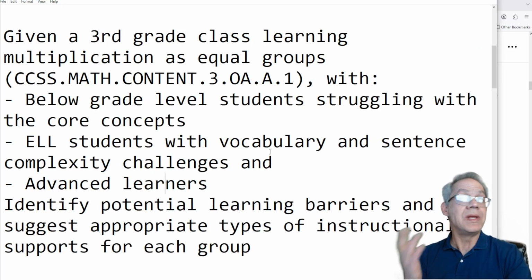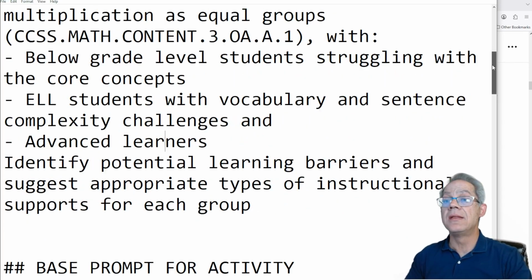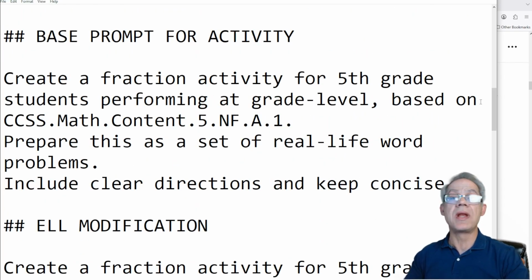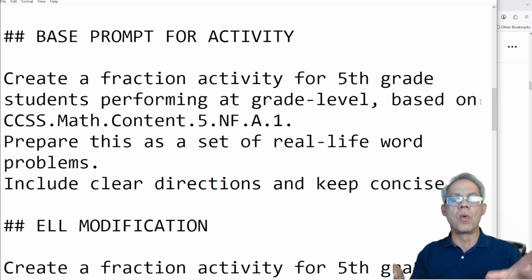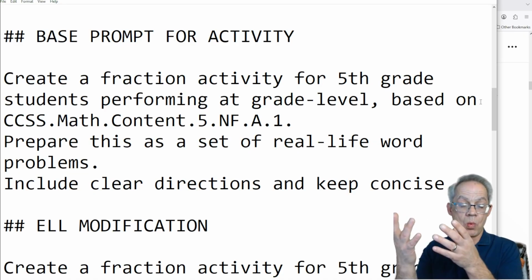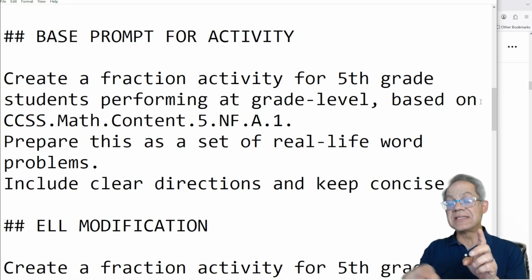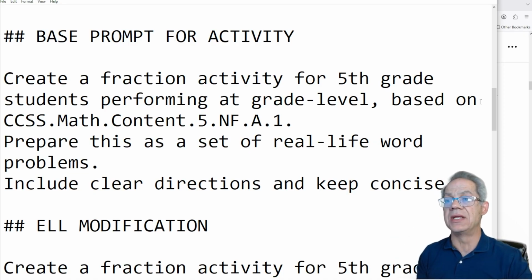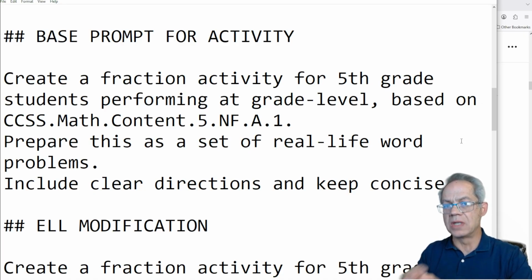But then we need to do something with them. So let's take a look at our second prompt here. The second prompt is going to be the base. When I say the base activity, this is what we're going to provide to the average students in the classroom. This is our grade level student here, and then we're going to create a base activity for that population, and then add some modifications for our other populations. So let's go ahead and just get this one in there first, because we'll use this one to create the supports for other student groups.